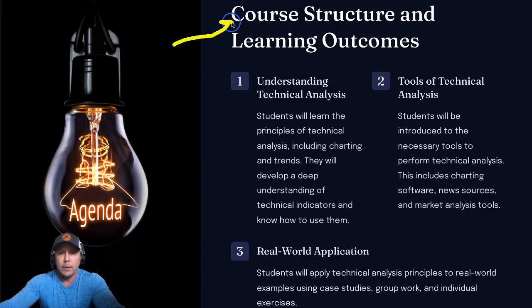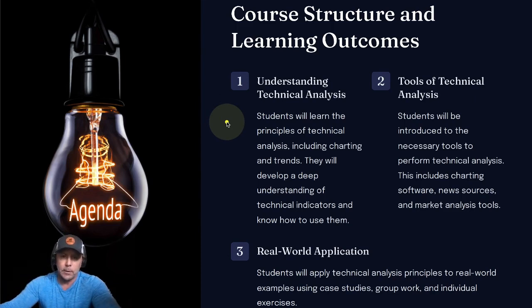So it's pretty exciting. So at a very high level, here is the course structure and a little bit about the learning outcomes. Number one, understanding TA, understanding technical analysis. The students will learn the principles of technical analysis, including charting and trends, and they'll develop a deep understanding of the technical indicators and know how to use them. There are hundreds, if not thousands, of technical indicators out there, but I'm going to introduce just a handful. And I will say this, as part of a hedge fund, these are the exact same indicators that I lived by every single day, but more importantly, they are so easy to understand. So that's going to be part of the curriculum.